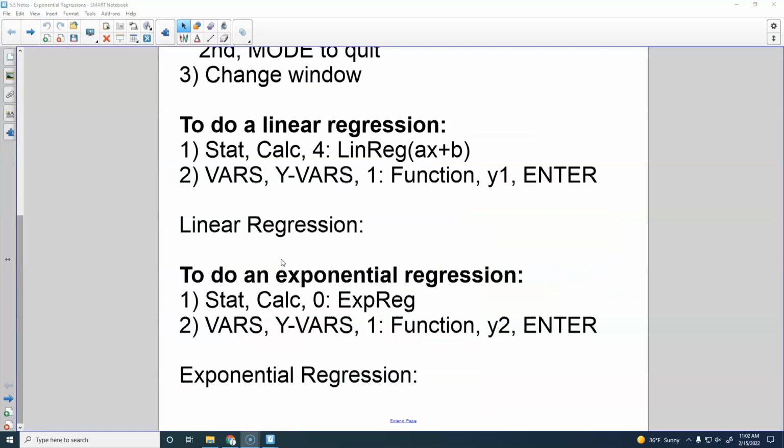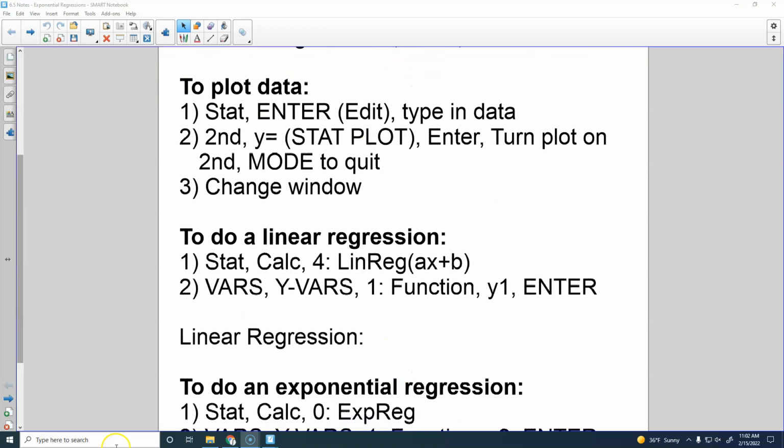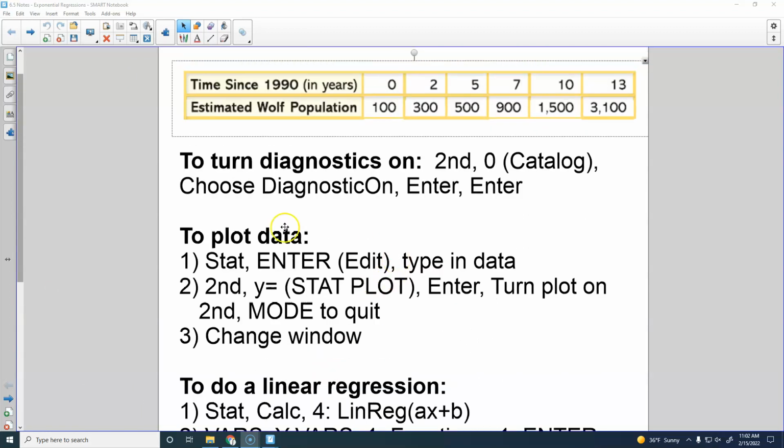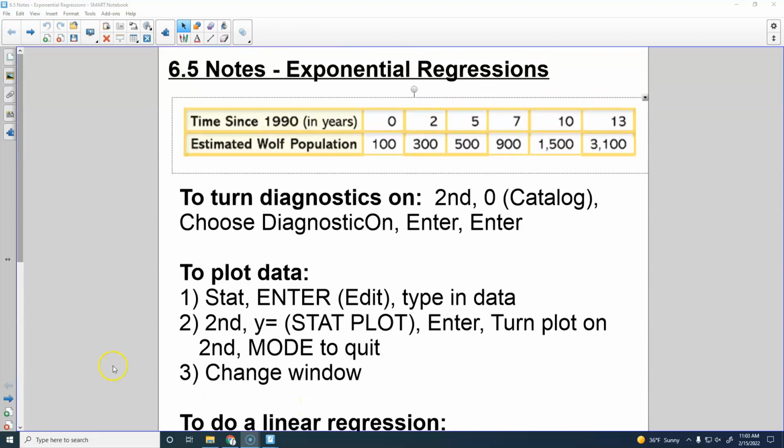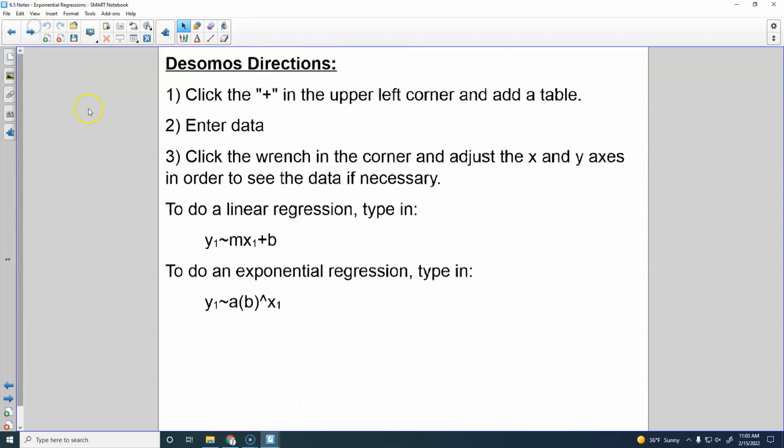I have about decided that I don't need to teach you how to use the calculator on this because Desmos is better and you get to use it on your exam. So we are not going to do these calculator directions that you see here. I left them on here just because I didn't want to redo these notes if I decided to go back and teach it again later. But we want to look at these Desmos directions here.